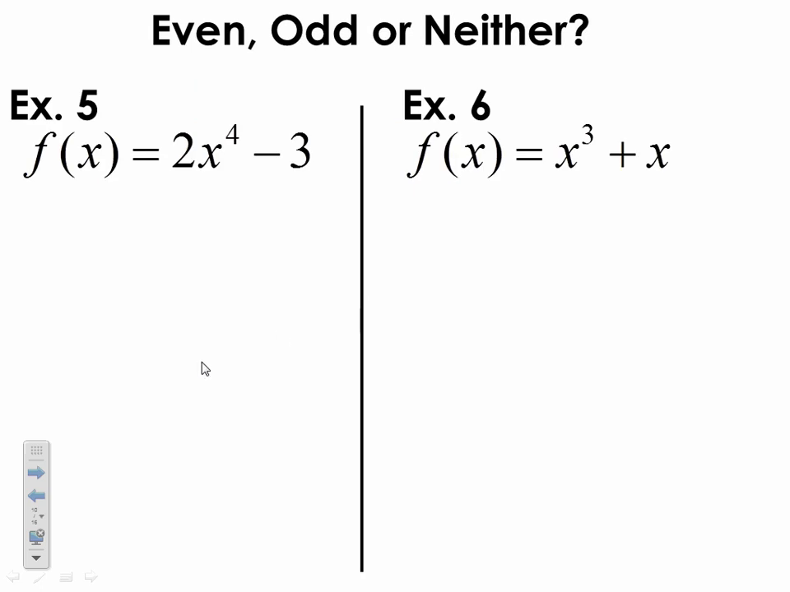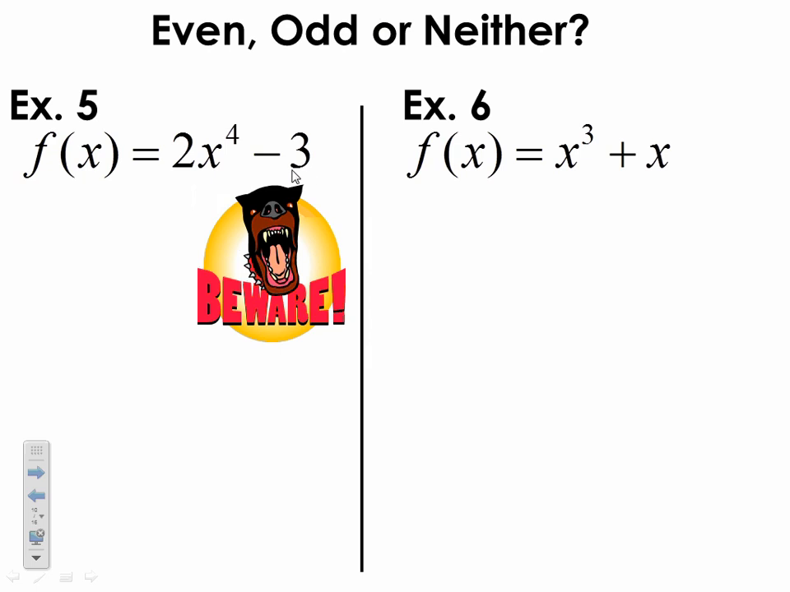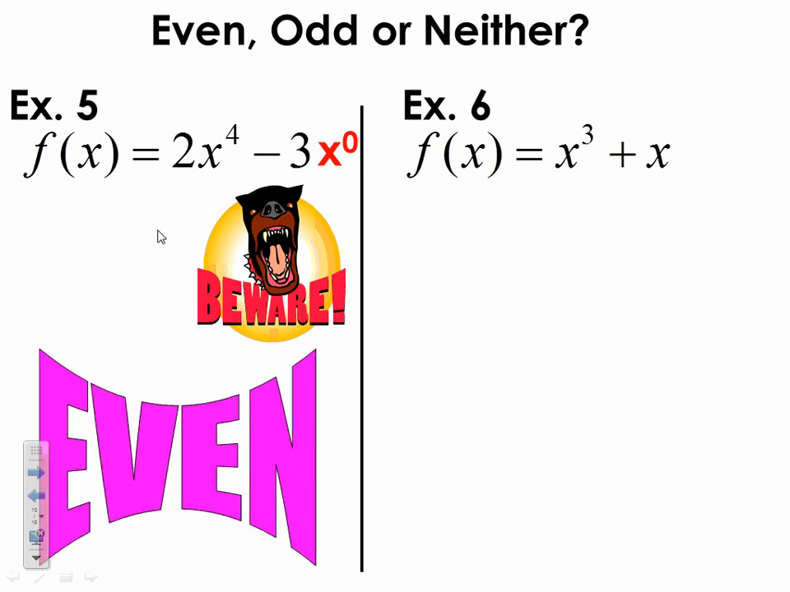Let's look at number 5. Check out my exponents. I've got x to the 4th, and then I've got -3. Uh-oh, got to be careful. I've got a constant right there. So that constant's really got an x to the 0 power. So I've got x to the 4 and x to the 0. 4 and 0 are both what kind of numbers? Both even numbers. So that means this function must be even.